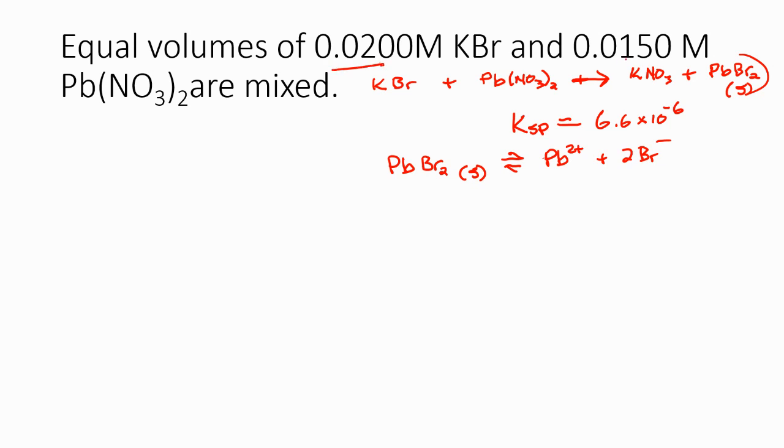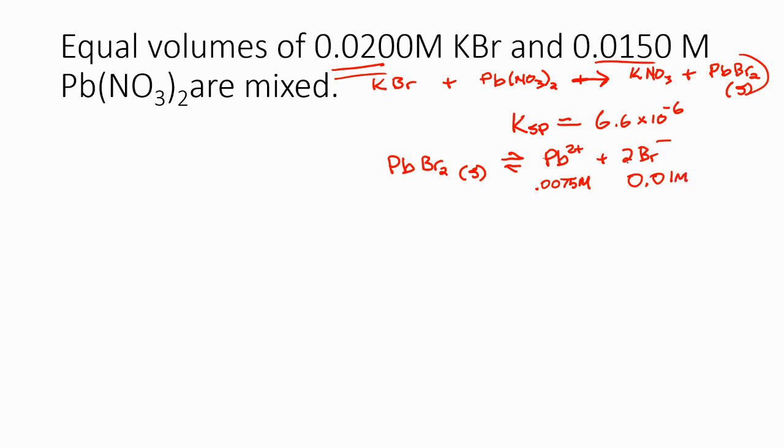We need to take half of these concentrations to plug them in for each one of our two ions in solution. So for instance, here I have 0.0150 molar Pb(NO3)2. Half of that is 0.0075 molar. Again, we do this because we're mixing equal volumes of these two solutions. Br− is 0.02 molar. Half of that is 0.01 molar. So we're going to put in 0.01 molar.